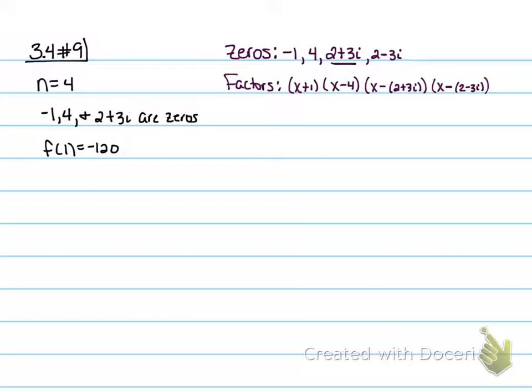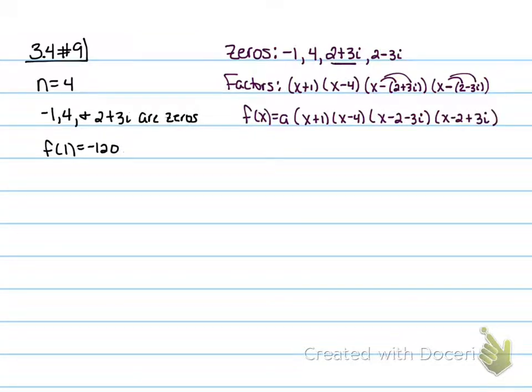And then we can write it into factored form. So we got f of x equals a times my factors there. So x plus 1, x minus 4. And what I'm going to do is distribute that minus through it. So this is x minus 2 minus 3i. And I'm going to distribute the minus here. So this one is x minus 2 plus 3i.